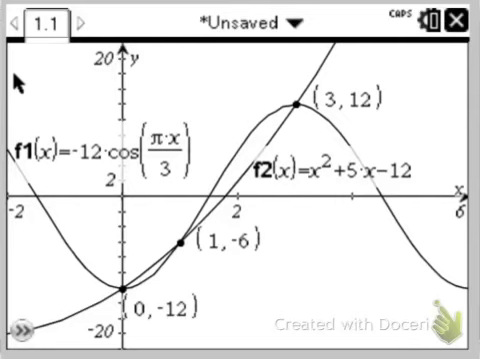Now here we can quite clearly see in this first section, the top curve is our quadratic, x squared plus 5x minus 12, so that's on top. And our trig curve, our cosine wave there, is the one on the bottom.